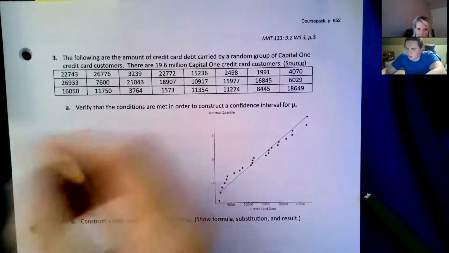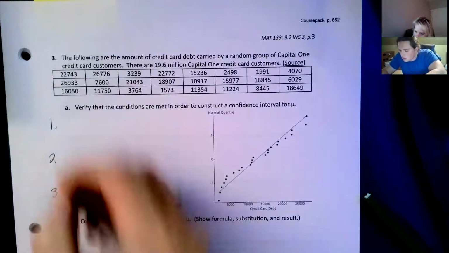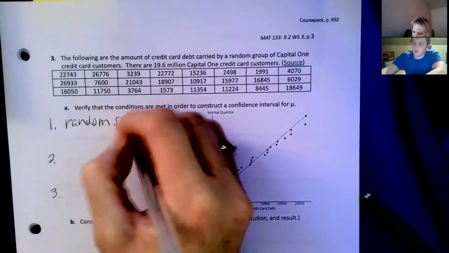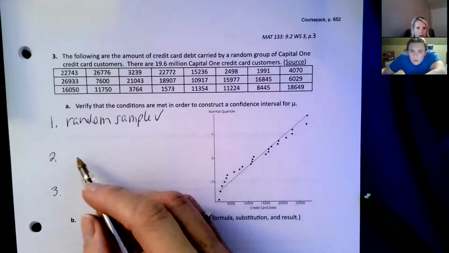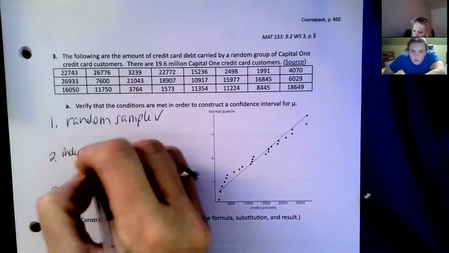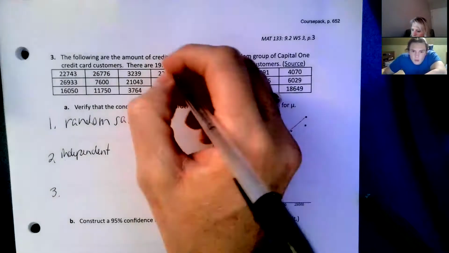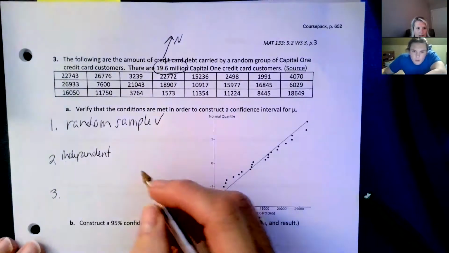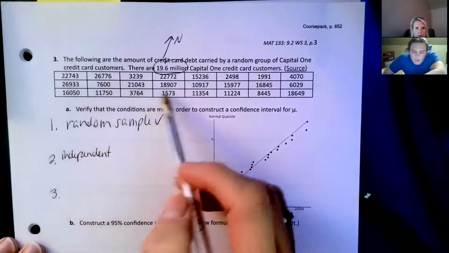Okay, so the problem on page 652, let's go ahead and verify the conditions. So they told us that they had a random sample. And for independence, we could go a couple different ways. We know the population this time is 19.6 million. So we could say that we have how many in our sample? 3, 6, 9, 12, 14.